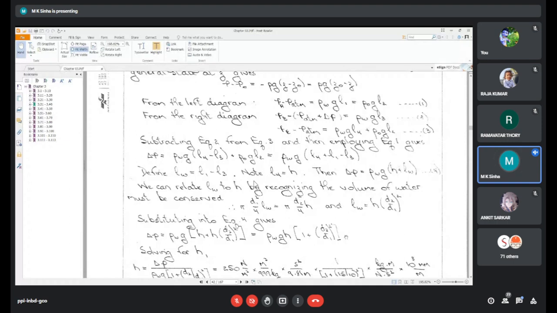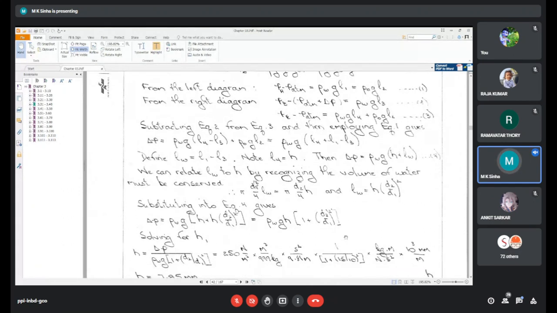Here, incorporating the diameter, relate the density and H to this. The volume of the water must be conserved. Pi d1 square by 4 into Lw equals pi d2 square by 4 into H. Because the diameter is different but the volume is conserved, meaning it remains the same, apply and substitute this.